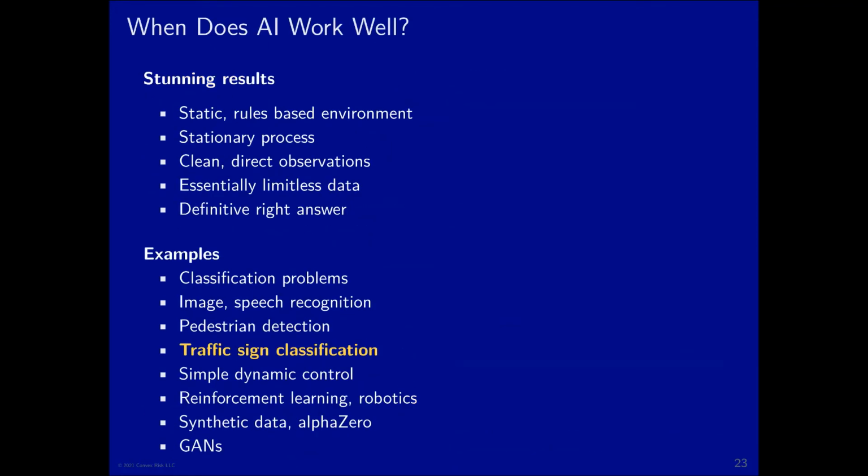All right, so let's think about when this technology works well, and try to think about why it works and how that might apply to insurance. It works stunningly well in static rules-based environments where you've got some sort of stationary process. You've got a clean, direct way of observing the data that you want to see. You've got essentially limitless data, and there's a definitive right answer. Playing games like chess and Go is the perfect example of this. You know the rules, they're not going to change, you know who won, and you can just have the computer play against itself to generate as much data as you want. So those situations are getting fantastic results.